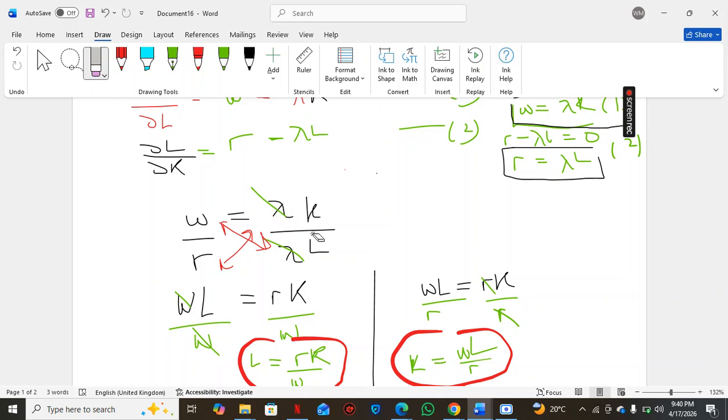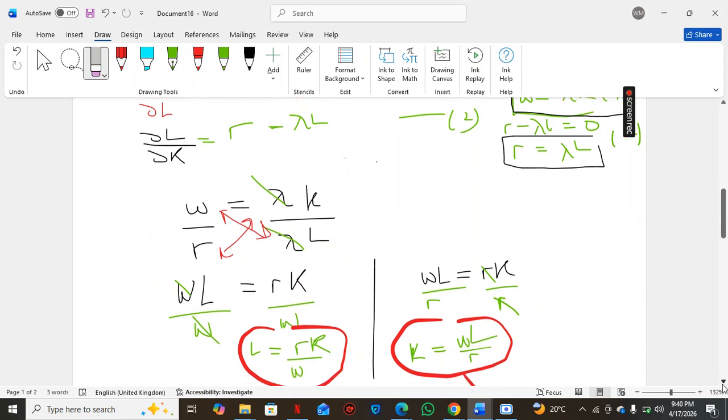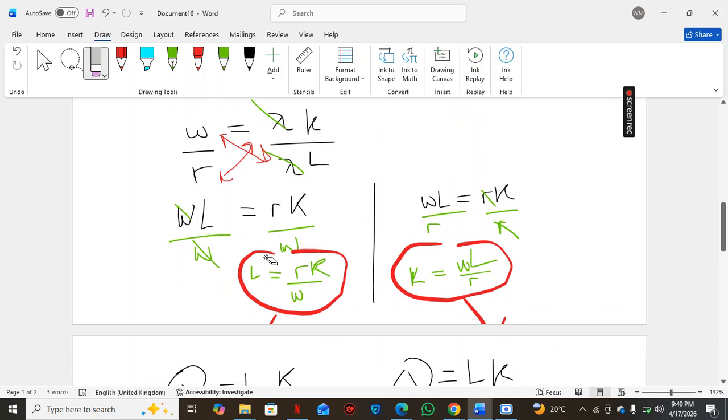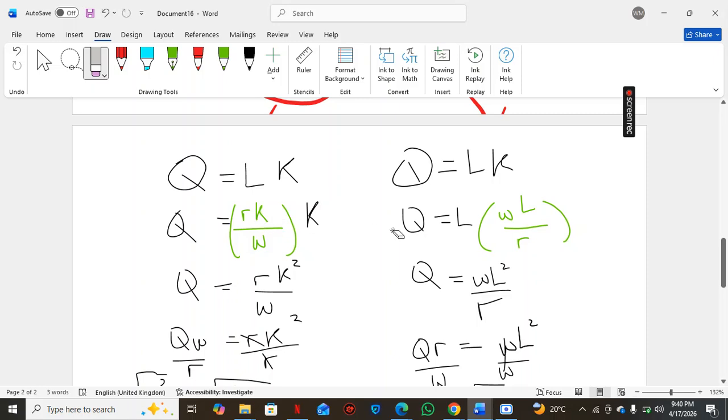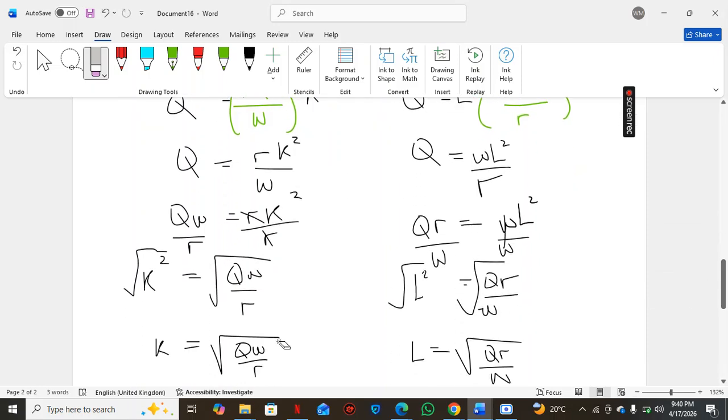Once you remain with this expression, cross multiply so that you remain with WL equals RK. This is the expression that you want, and you want to make K and L the subject of the formula, because these expressions will be put into the production function. We made L the subject: L equals RK over W, and K equals WL over R. You put these back in the production function so that you find the values of K and L, the cost minimizing inputs.